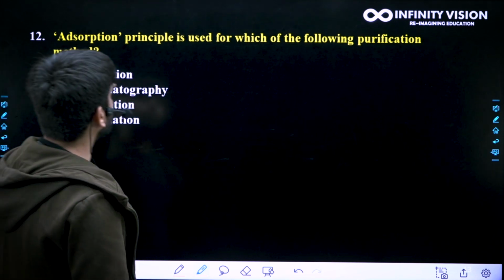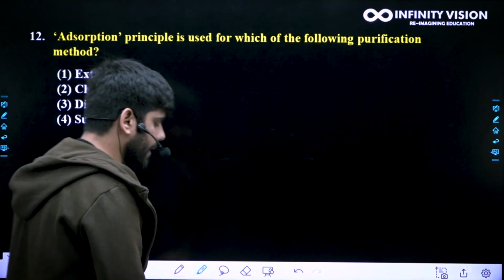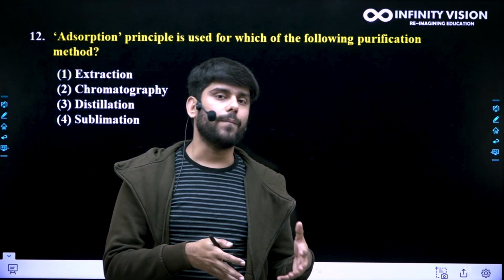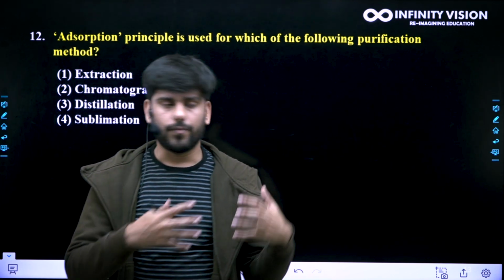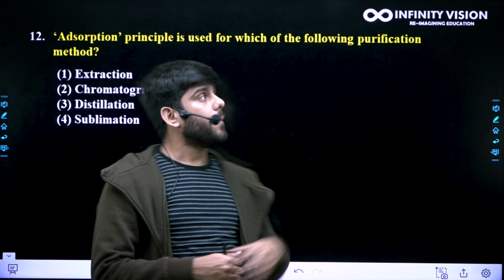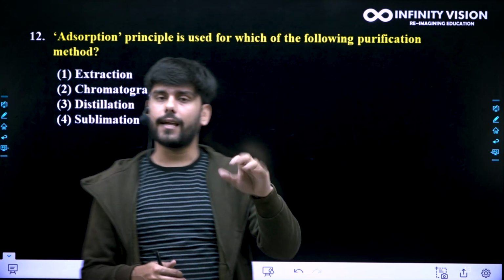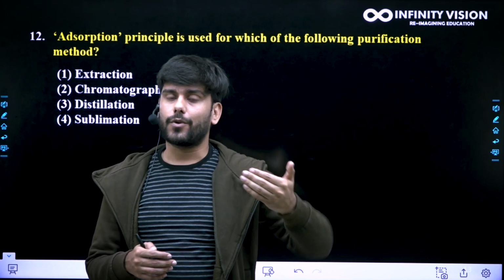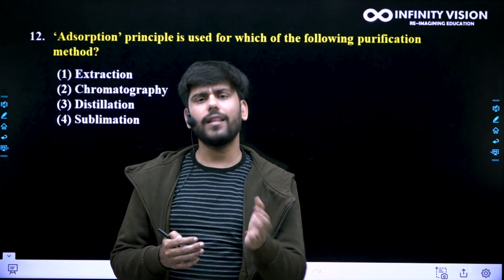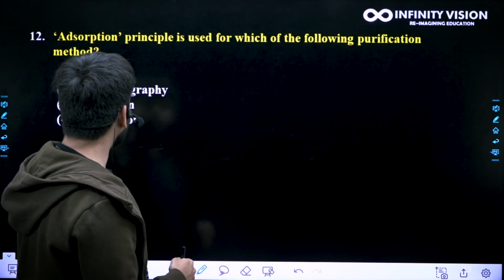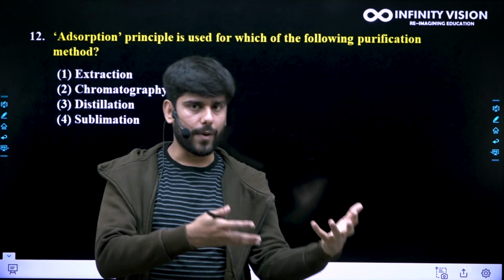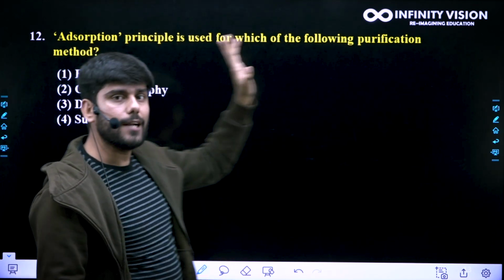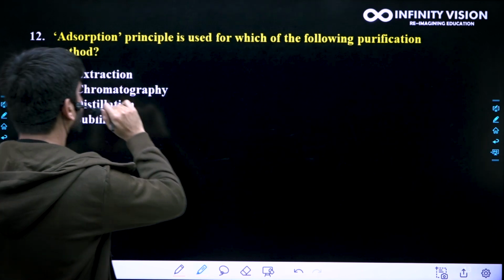Okay, adsorption principle is used for which of the following purification methods? We know chromatography is a technique used to separate the components of a mixture and also to test their purity. Based upon the principle, it is of two kinds. Based upon the principle of adsorption, there is column chromatography and thin layer chromatography, and then there is partition chromatography. So column chromatography or thin layer chromatography are examples of chromatography based upon the adsorption principle.